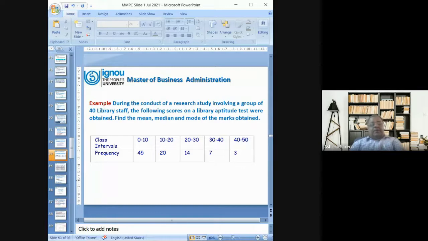Now, a problem is presented in front of you. During the conduct of a research study involving a group of 40 library staff, the following scores on a library aptitude test were obtained. You are supposed to determine mean, median, and mode. This question is itself enough because it will be using all the three formulas you have been asked to write. I hope everybody is having pen and pencil with you.